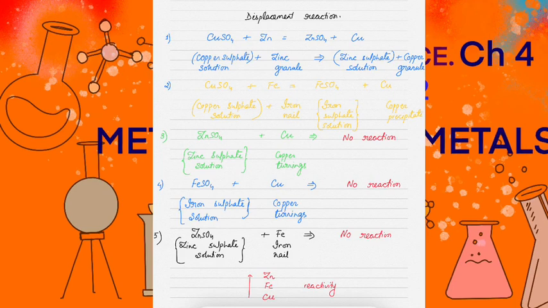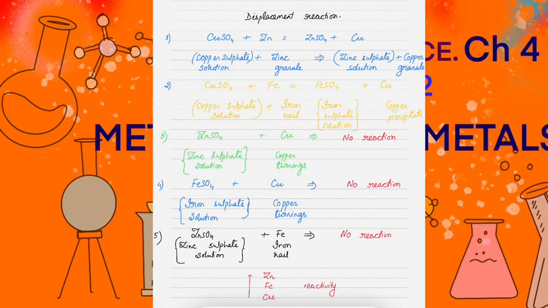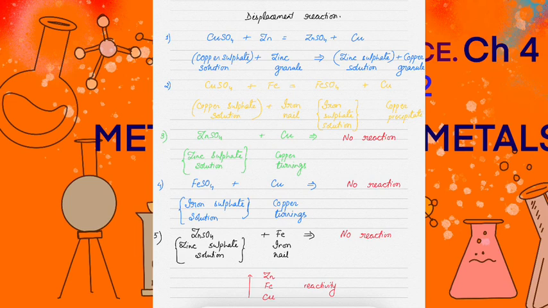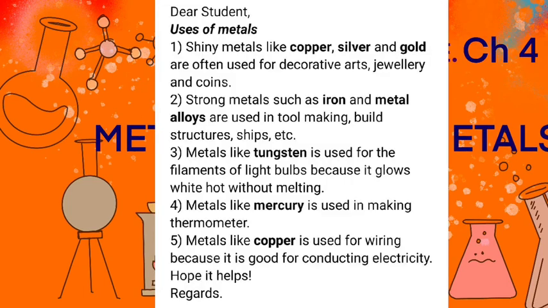Then in case of zinc sulfate solution and copper, there will be no reaction. In case of iron sulfate and copper, there will be no reaction. In case of zinc sulfate and iron, there will be no reaction. Why is it so? Because copper is less reactive than zinc, it cannot displace zinc. Copper is less reactive than iron, it cannot displace iron, and iron is less reactive than zinc, so it will not displace the zinc of zinc sulfate solution. Understood?